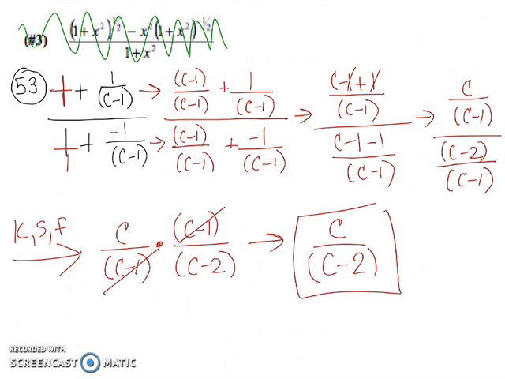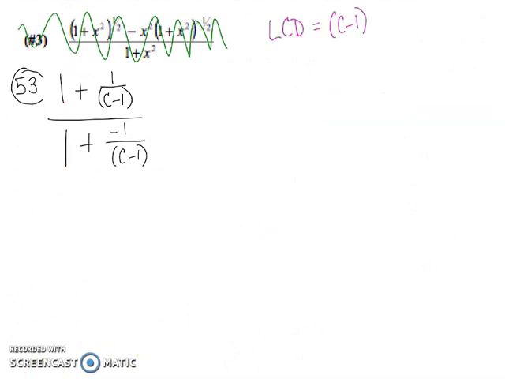Now let's just pause for a moment and take a look at what this would look like using option 2. If I'm going to do option 2, starting back at the beginning here, my LCD is going to be c minus 1 because, again, I have to look at all my denominators. I've got a 1, a c minus 1, a 1, and a c minus 1. Now I'm going to multiply every numerator by that LCD. And I'm going to cross out what I can.